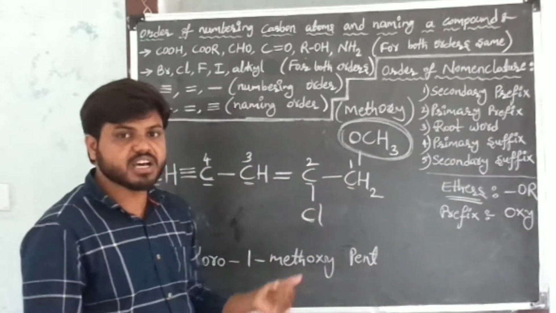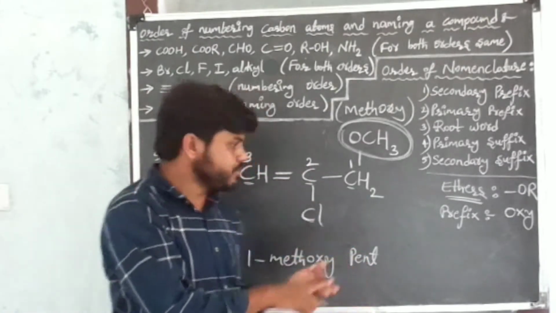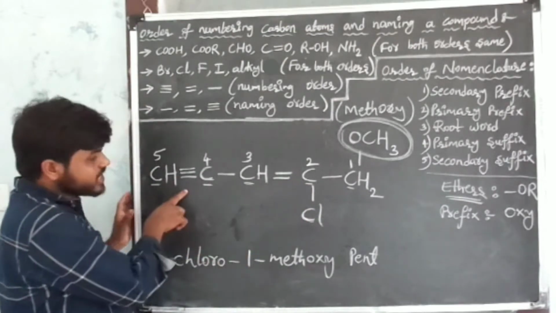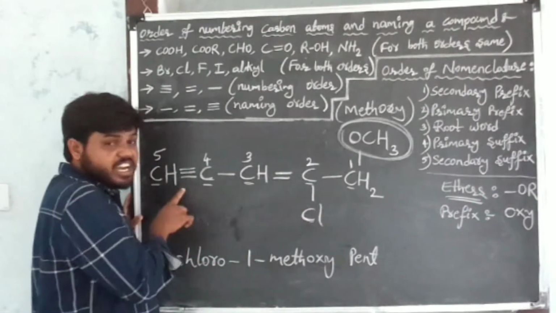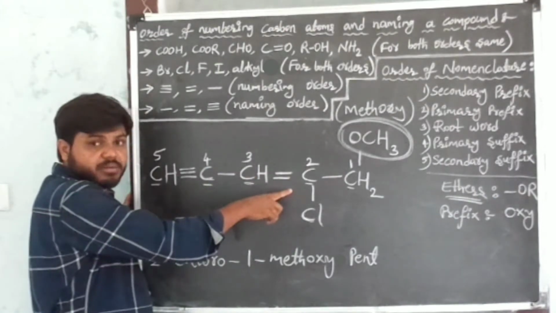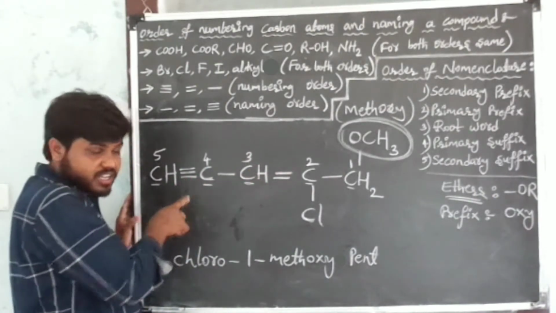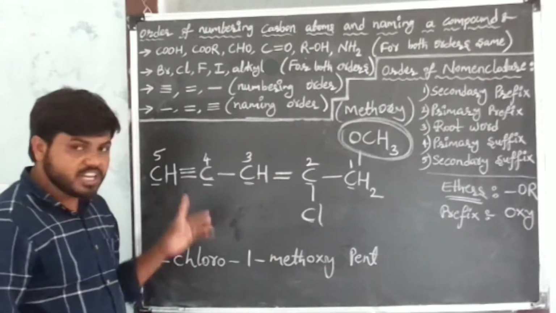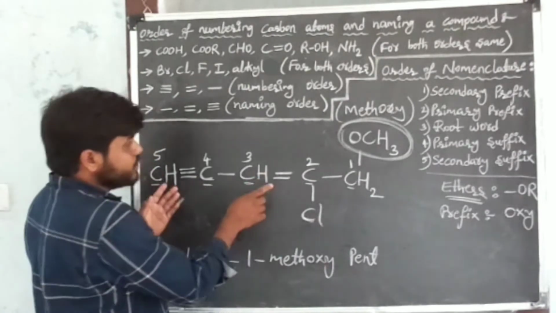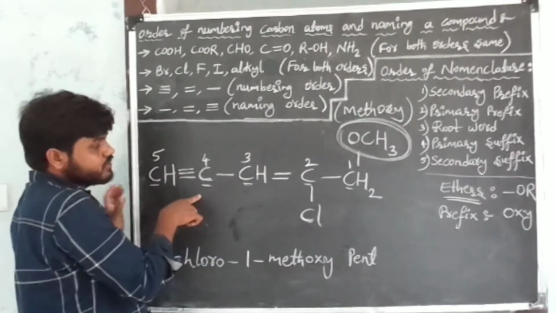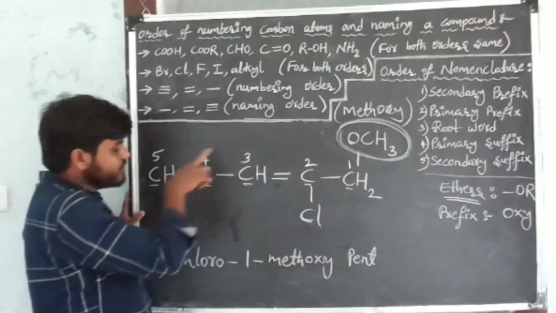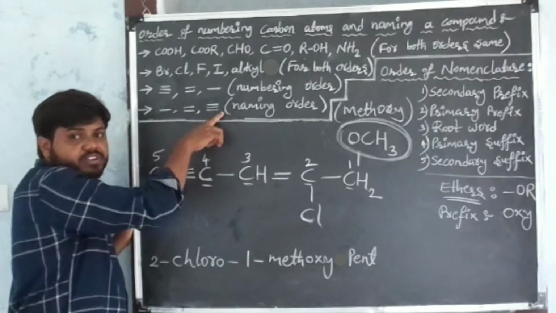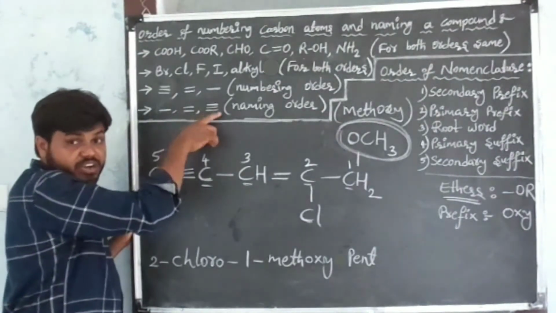Here primary suffixes are single bonds, double bonds, triple bonds. In the given compound, 3 types of bonds are there: single bonds, one double bond, and one triple bond. When you name the carbon atoms, first write the double bond, then after write the triple bond. See the naming order: first the double bond, then the triple bond.